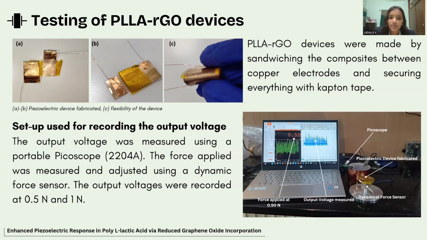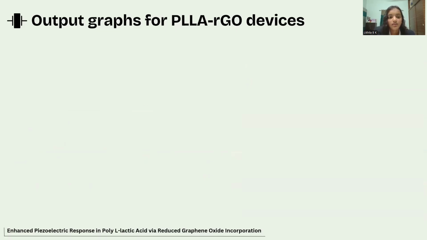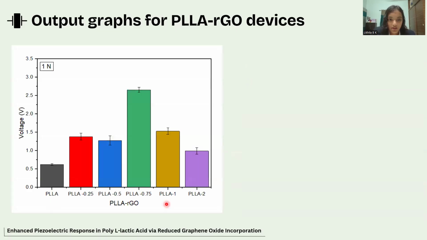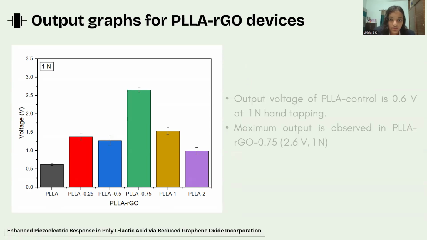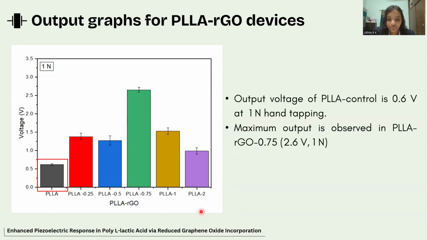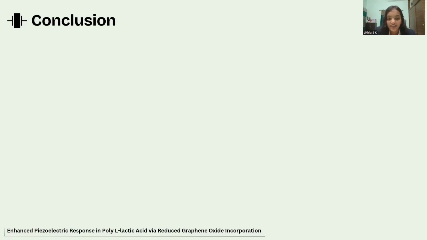Now let's look at the results that we've obtained from this method of testing. If you see the graph, this is PLLA and these are varying concentrations. PLLA control has around 0.6 volts of output at 1 newton biomechanical hand tapping, and PLLA with 0.75 RGO, that is 0.75 nanofiller loading, you get 2.2 volts. That is a 272% improvement already. So we have successfully improved piezoelectric response in PLLA using reduced graphene oxide.